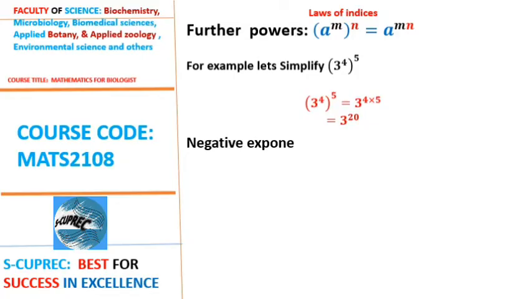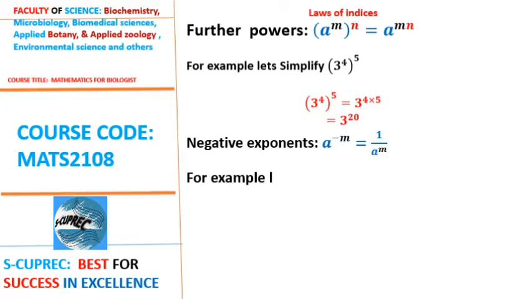Now let's look at the law of negative exponents. It says that if we have a raised to the power minus m, it is simply the same as 1 divided by a raised to the power m. As well, if we instead had a raised to the power m, it's going to be equal to 1 divided by a raised to the power minus m. Take note of that. That's the law of negative exponents.